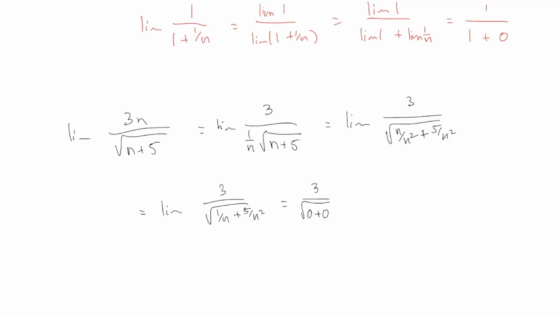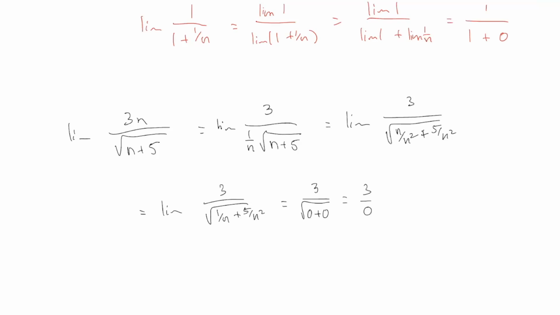So this is actually 3 over square root of 0. Square root of 0 is 0. 3 over 0, and what's your interpretation of that? You should feel a little strange about 3 over 0 as an answer. What do you say? Yeah? Infinity. Yeah, you could say the limit is infinity, or you could say the limit does not exist.